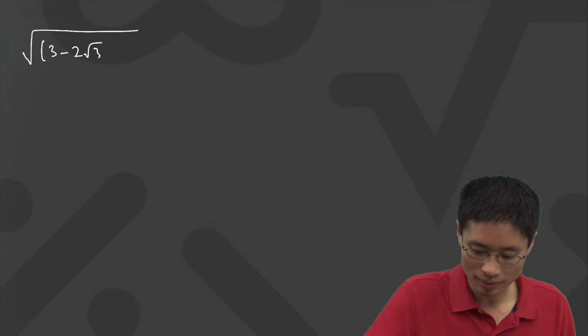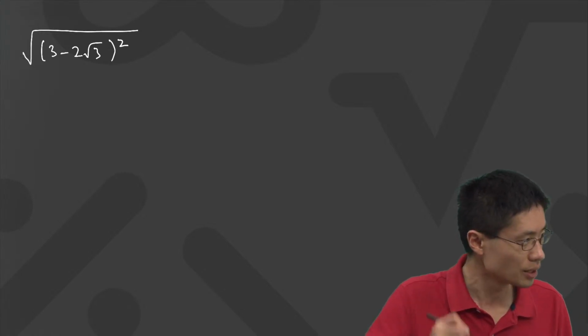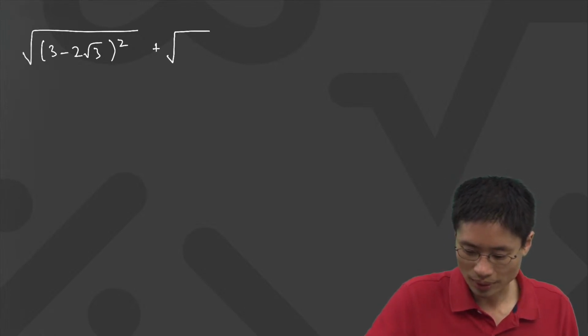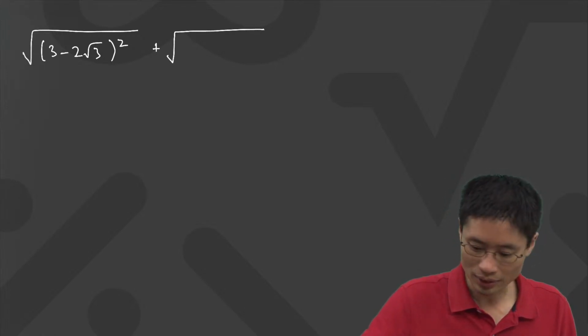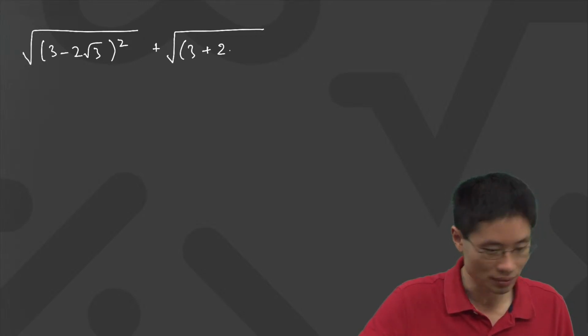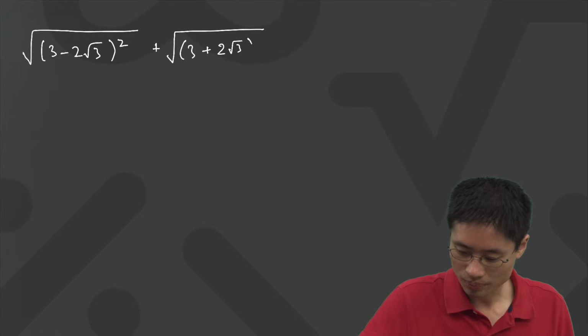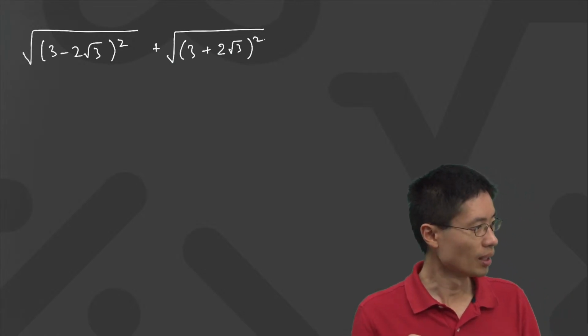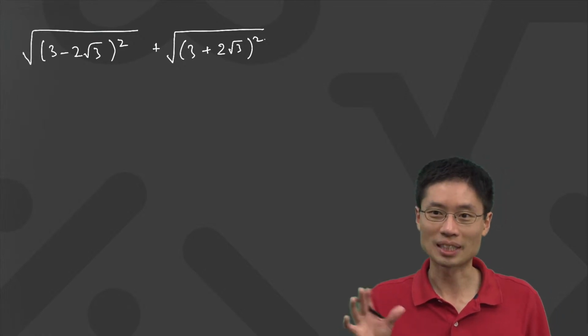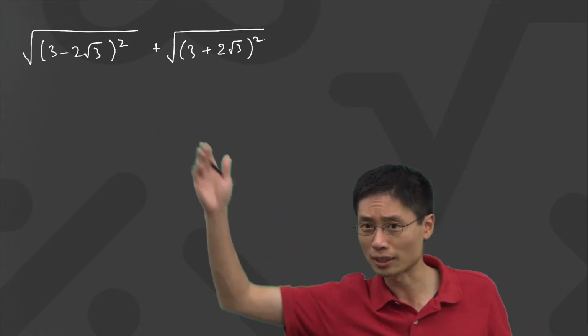square root of 3, parentheses squared. But that's under a square root. And then plus the square root of, and now here I have 3 plus 2 times the square root of 3 squared. Anonymous Pi, is this the question that you want me to answer? I'm just asking this because there are squares under the square roots.